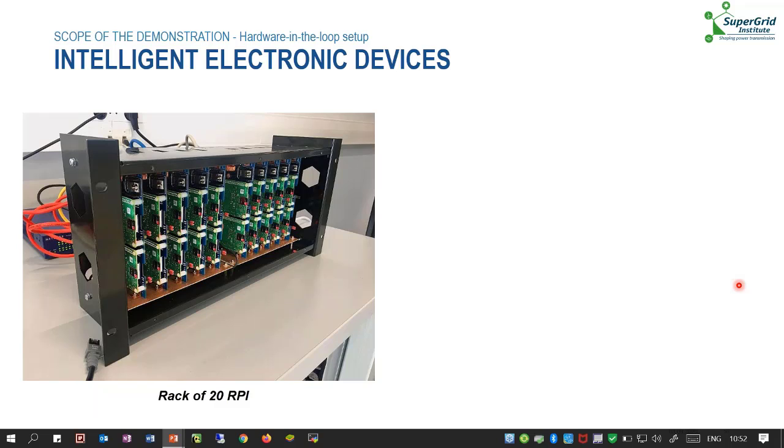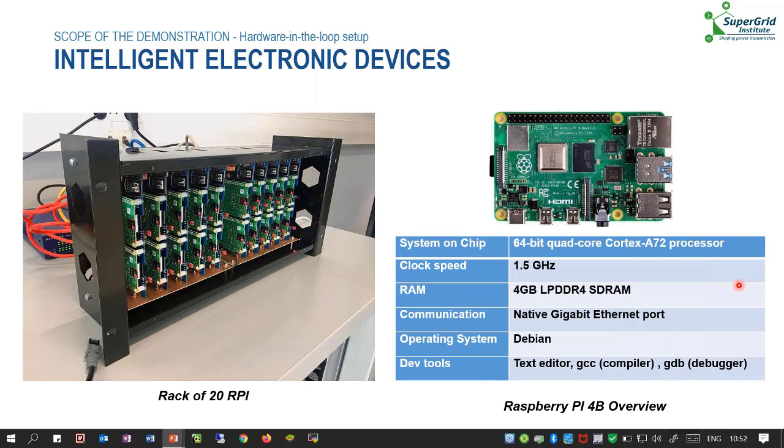So now let's talk about the intelligent electronic devices. In SuperGrid Institute, we decided to prototype our IEDs on Raspberry Pi 4B. You can see in the hardware characteristics that they are basically microcomputers. The biggest advantage of this latest version of Raspberry Pi is the native gigabit Ethernet port, which is essential for reliable performance with IEC 61850, which uses the Ethernet protocol. So RPIs run on a Linux-based operating system called Debian, in which you can have all the development tools required.